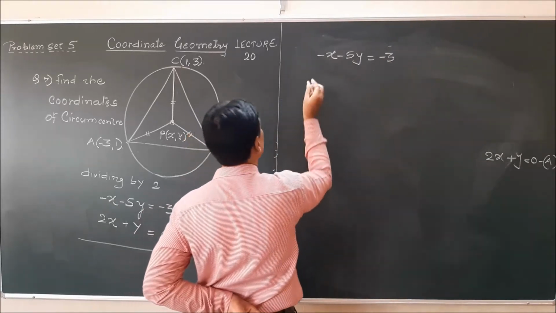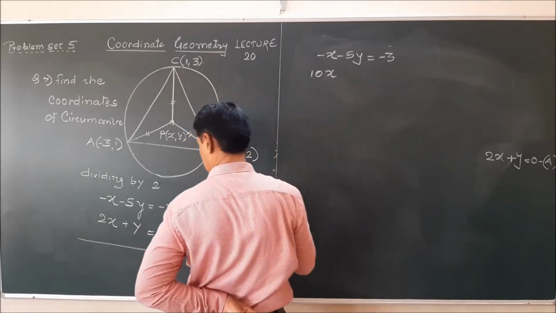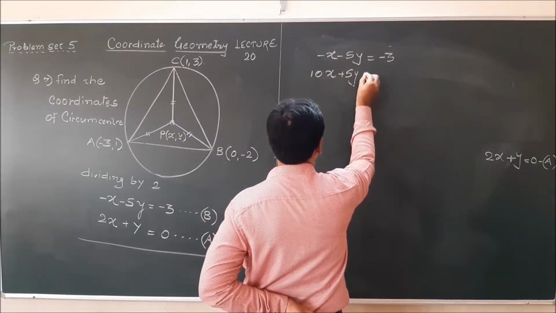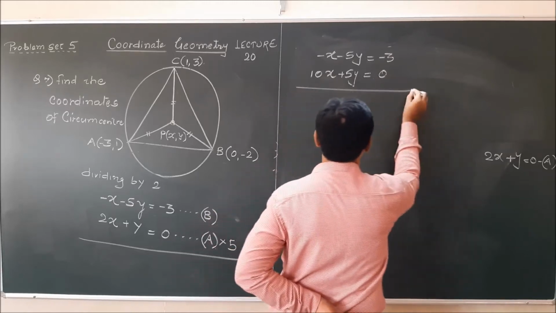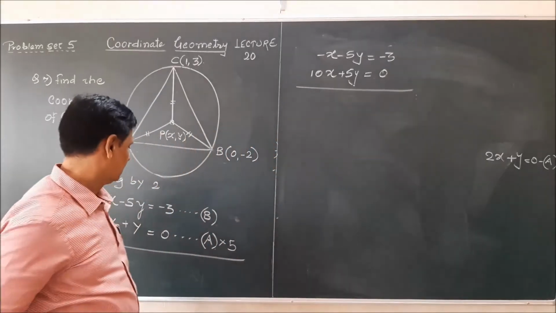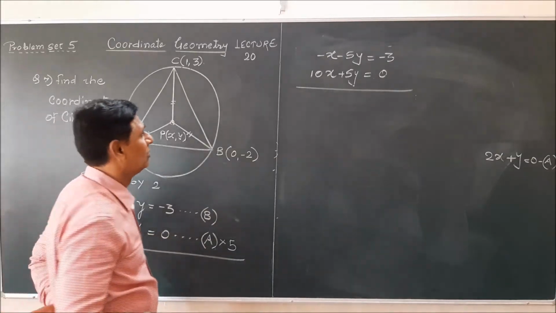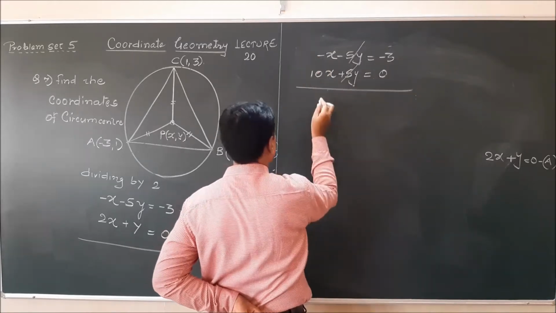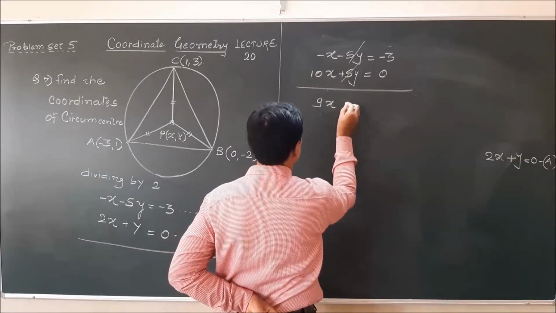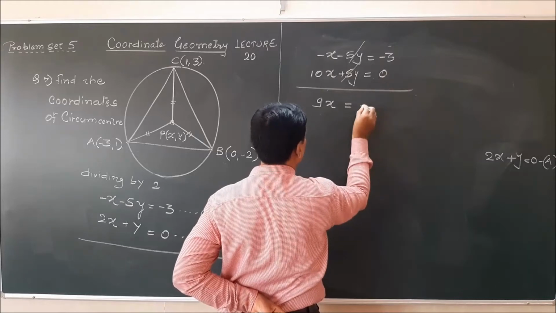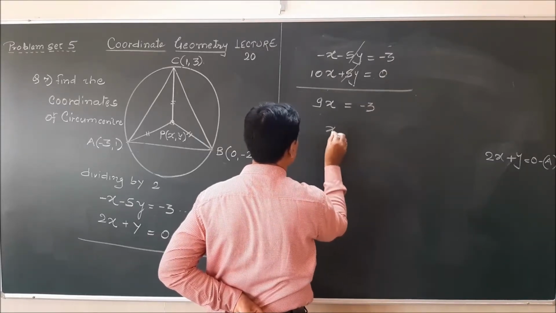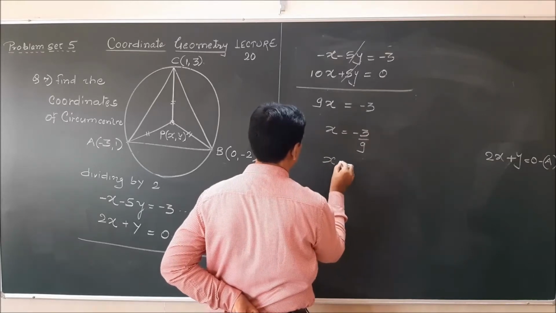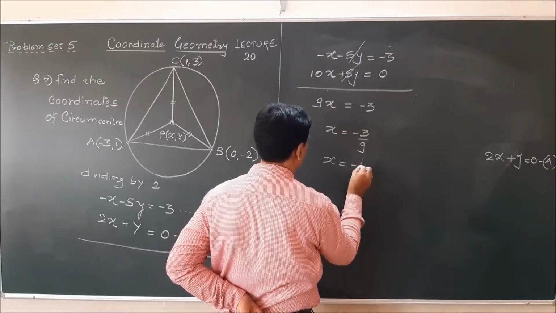Then you will get 10x plus 5y is equal to 0, because if you multiply the right hand side by 5, 0 into anything is 0. Of course, these two will get cancelled. 10x minus x will give us plus 9x. That is equal to minus 3 plus 0, which is minus 3. So x is equal to minus 3 upon 9. x is equal to minus 1 upon 3.